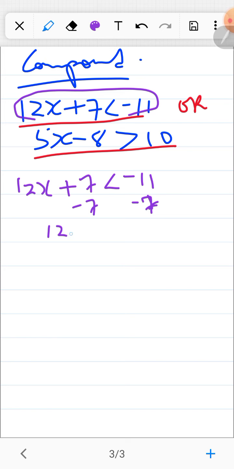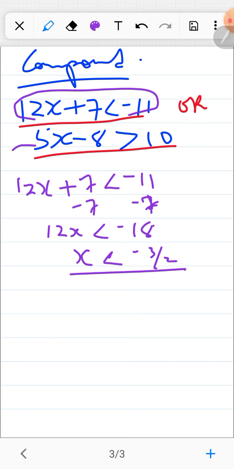So I have 12x is less than 18. I'm simply solving it as if it's a linear equation. So I have x less than, when I divide by 12 on both sides, 3/2. That's the first one.